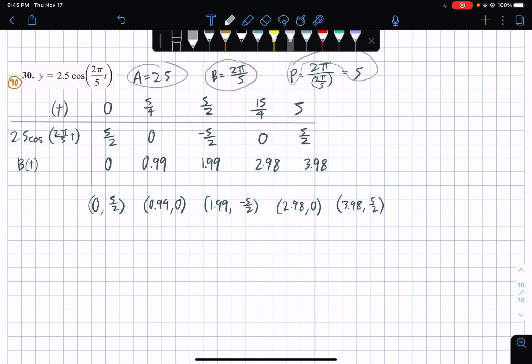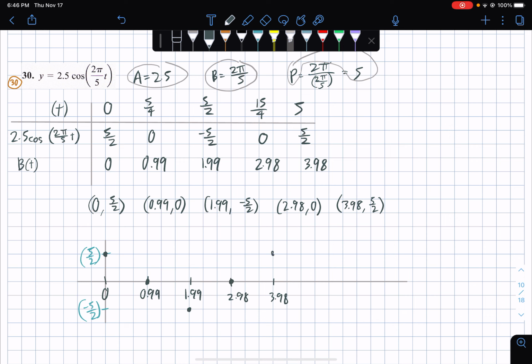Let's graph. So we have 0, 0.99, 1.99, 2.98, 3.98, and the amplitude we have 5 over 2. So 0 and 5 over 2 here, 0, 0.99, negative 5 over 2, 1.99, 0, 2.98, 5 over 2, 3.98.